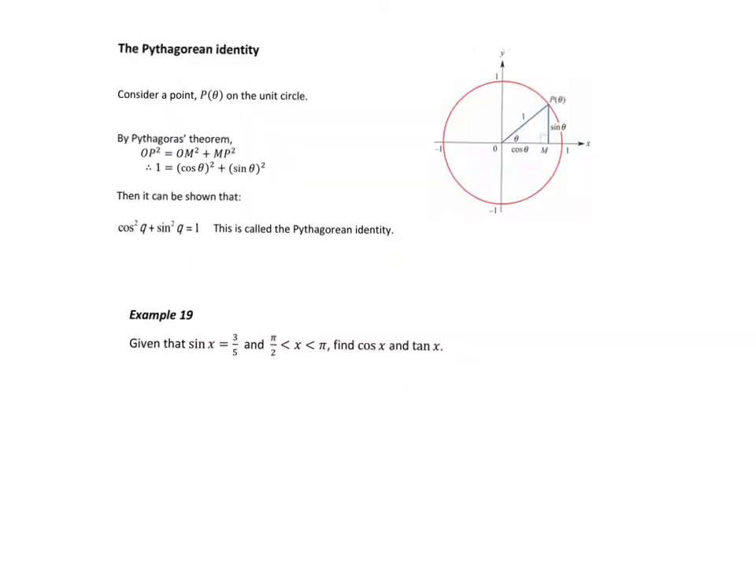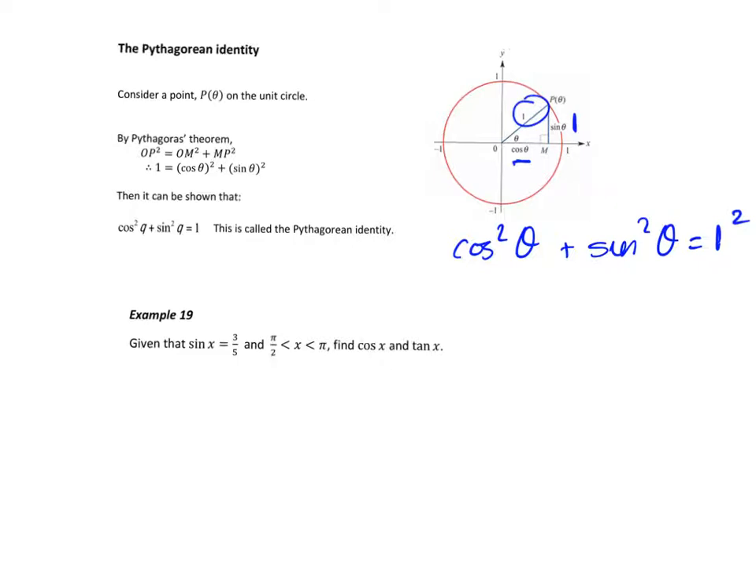It makes perfect sense that if this distance here is equal to cos theta and the y distance is sine theta, then cos squared theta plus sine squared theta is equal to the hypotenuse squared, because that's Pythagoras' theorem, and that's what we call the Pythagorean identity. Now you could use that in the next example, but I like to do it this way. So have a look at the way I've chosen to do it.